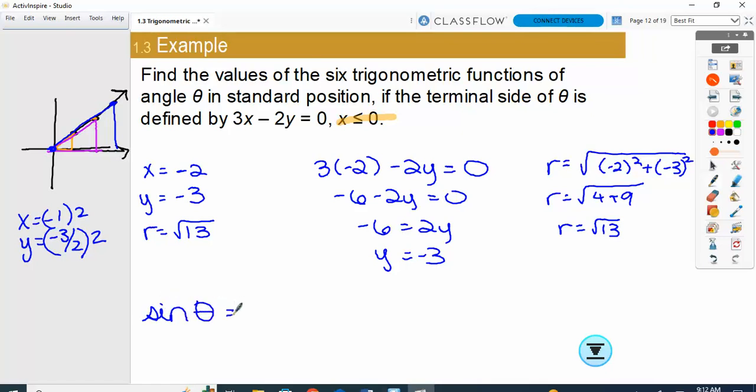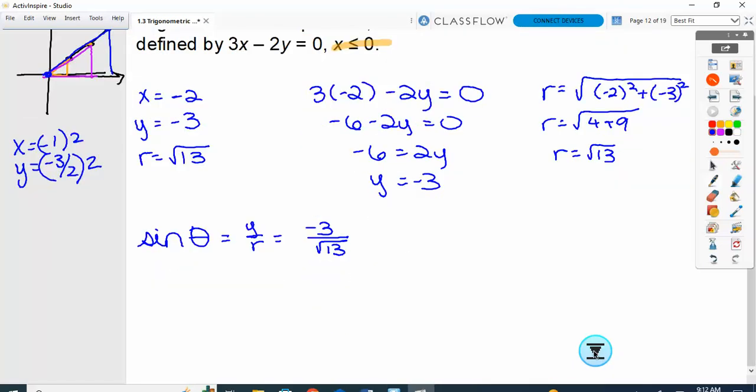Sine. Definition of sine is y divided by r. So y is -3, r is radical 13. I can't leave that for my final answer. Why? Yeah, we know from algebra we don't like radicals on the bottom, but it's an easy fix. You just multiply the radical on top and bottom. So we get -3 radical 13 over 13.